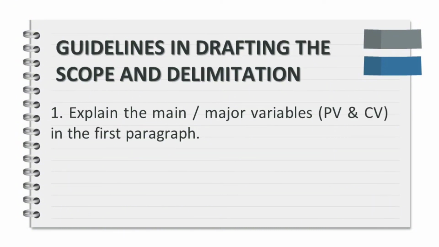Now, let's proceed to the guidelines in drafting the scope and delimitation. First, we have to explain the main or major variables in the first paragraph. Sa part na ito, we have to mention the variables at i-anchor na din natin yung objective and purpose ng ating research. Ilalagay lahat ito sa first paragraph ng ating scope and delimitation.